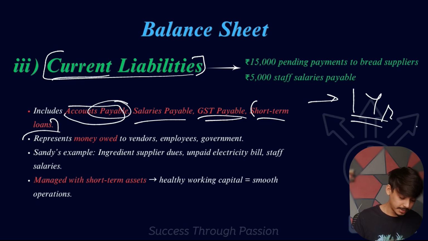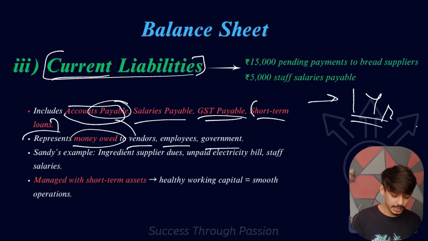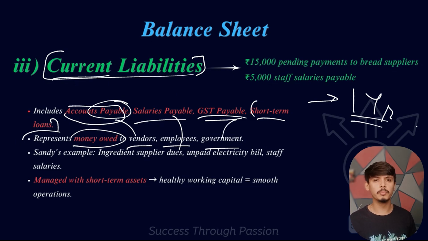The next point, current liabilities represent money owed to vendors, employees, and government. So as we saw from the above points, vendors come under accounts payable, salaries payable for employees, and GST to the government. And the short-term loans could be from anyone, it could be from friends, family, or banks.